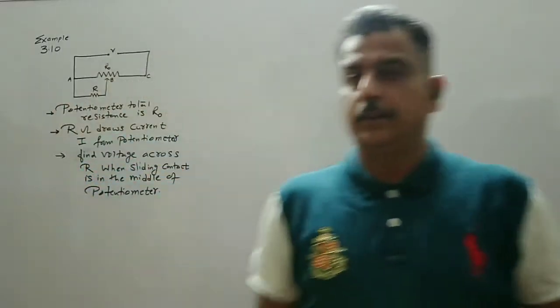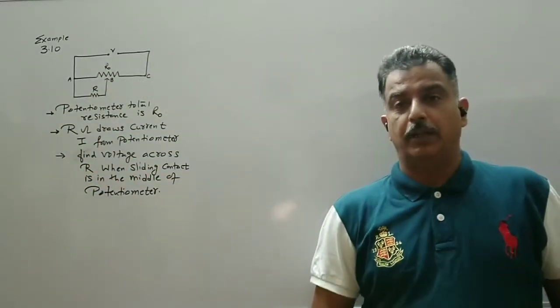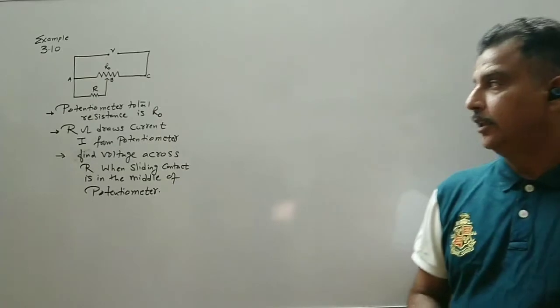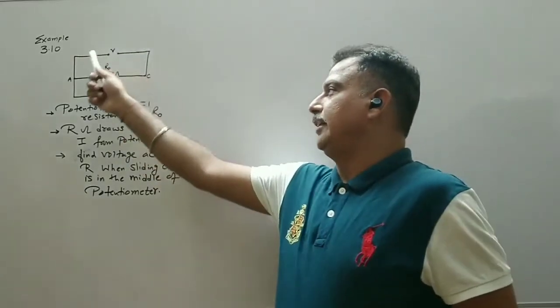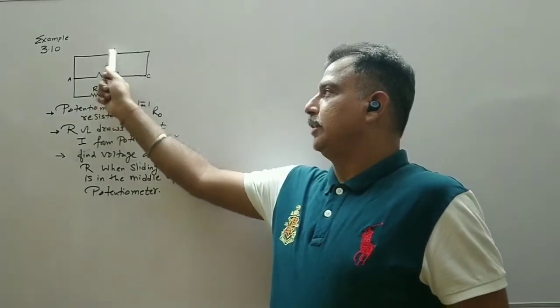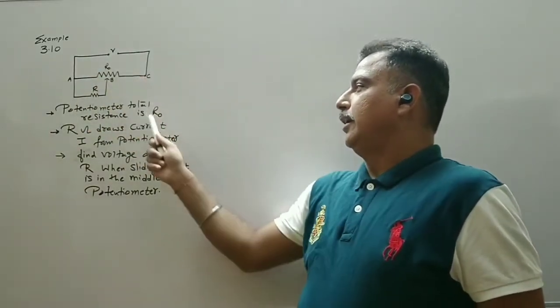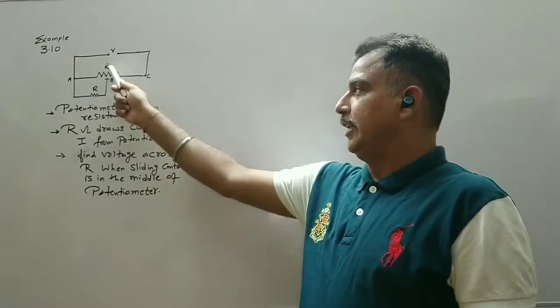Hello students, let us see the last example of chapter 3. The question is: the total resistance of the entire potentiometer, so this is the potentiometer, is R naught, which is given there in the diagram.